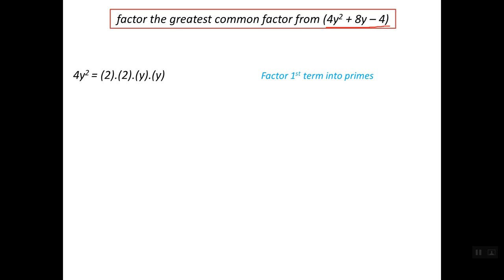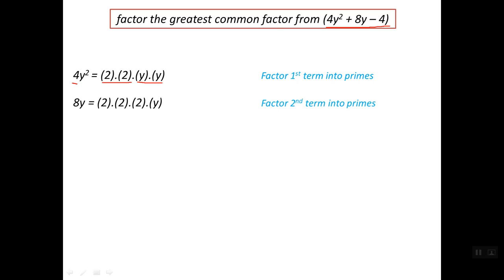So the same steps. We start with factoring the first term. First, we factor the coefficient of y squared, which is 4, and 4 is factored to 2 by 2, and regarding y squared, it is y multiplied by y.